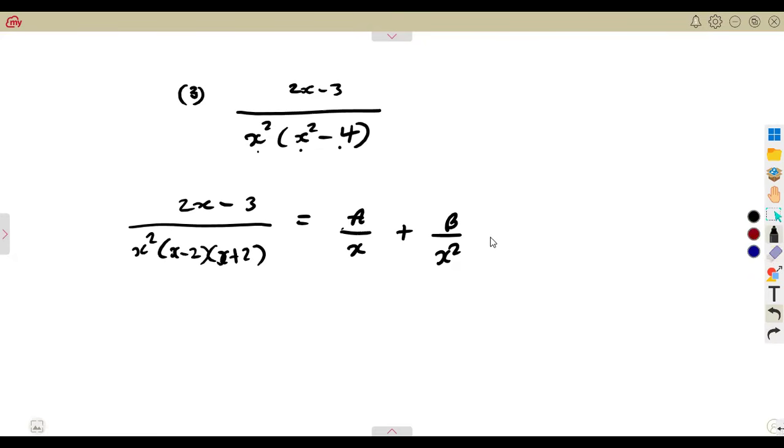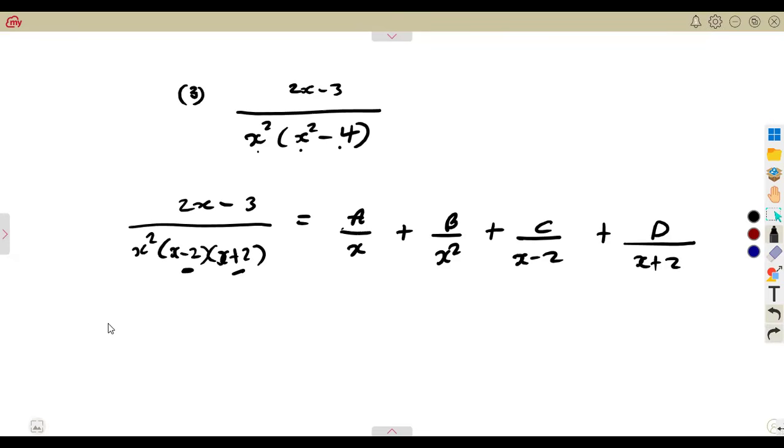So that is it. Then we move on to the linear. This is just a straight linear, c over x minus 2, another straight linear, d over x plus 2. So you've got 4 constants to be calculated here. So let's find out what's going to happen.